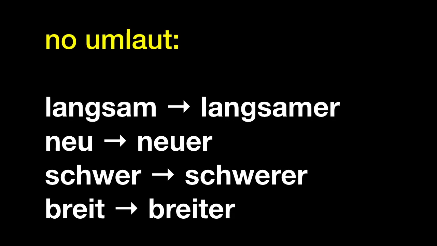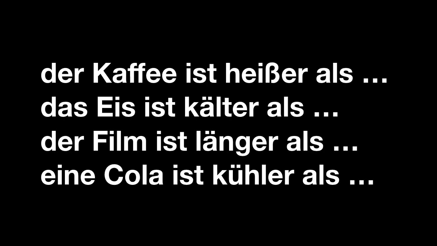As we mentioned, not every adjective will take umlauts in the comparative. So here are some of the exceptions. Langsam, neu, schwer, breit. No umlauts in the comparative. We're going to use the word als to function as the than, right? Bigger than, smaller than. So we're going to say größer als, kleiner als. Right? So again, the structure is very similar to English.